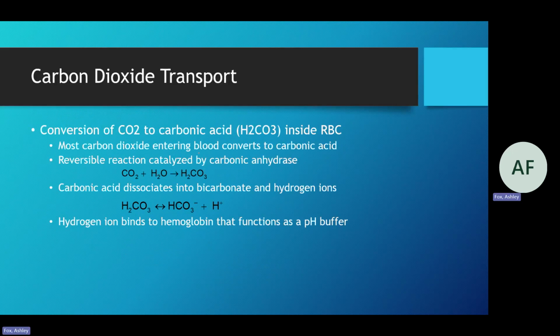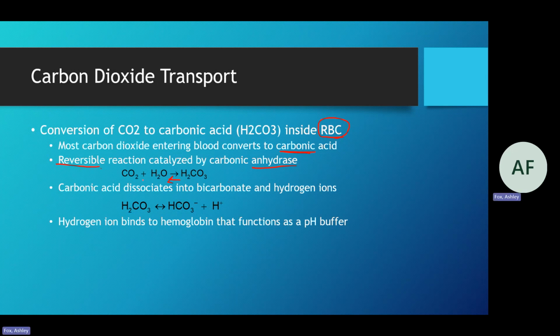So again, conversion of carbon dioxide: you add water to make carbonic acid. This happens inside the red blood cell. So carbon dioxide is converted to carbonic acid inside the red blood cells, not associated with the hemoglobin, but inside the red blood cells. Most of it, again 70%, is going to be converted. This is a reversible reaction, meaning it goes both ways, and it's done by the enzyme called carbonic anhydrase. So reversible means it can go to carbonic acid, and then it can also go the other way.